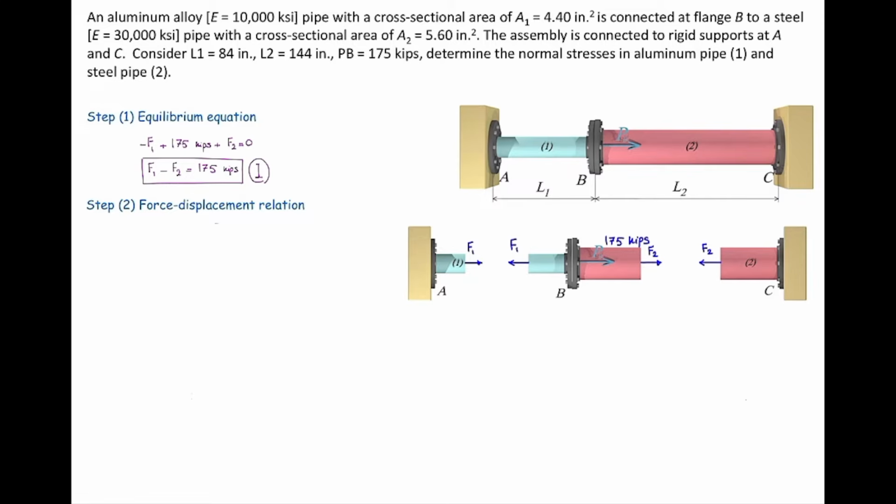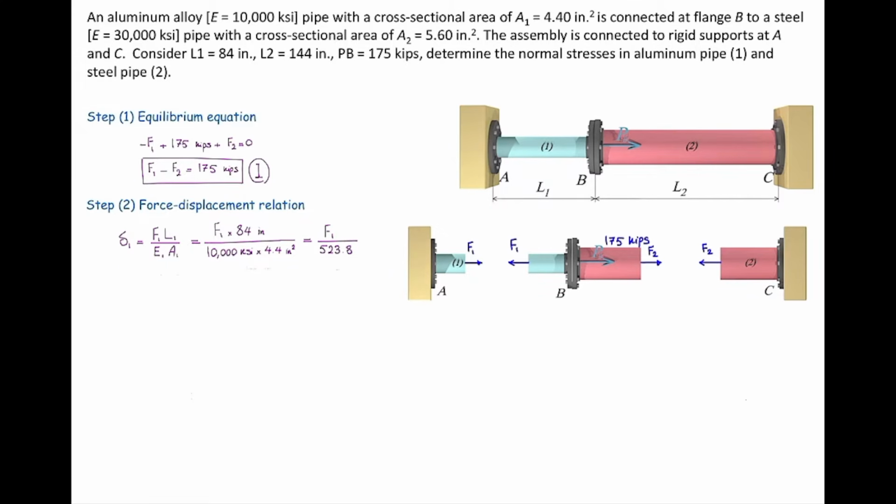In the second step, we determine the internal deformations in each individual element. We have already learned that the deformation in the axially loaded element is determined from the FL over EA equation. Delta is FL divided by EA. And after plugging in the values, we can determine how much is the internal deformation as a function of the unknown internal force, in this case F1.